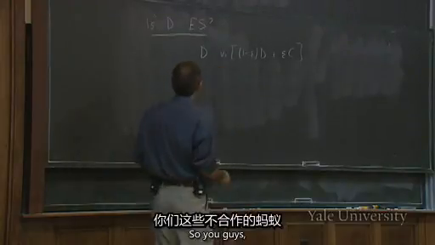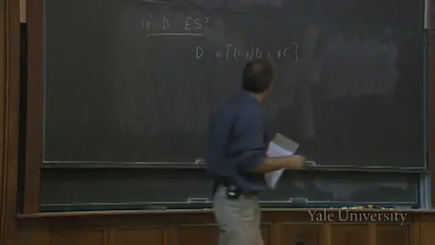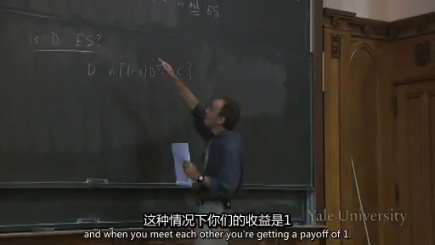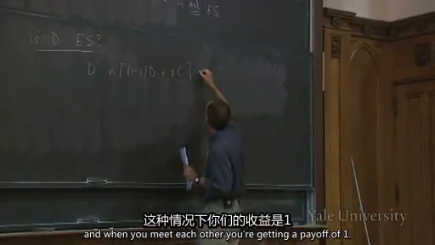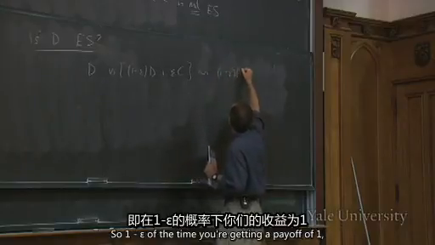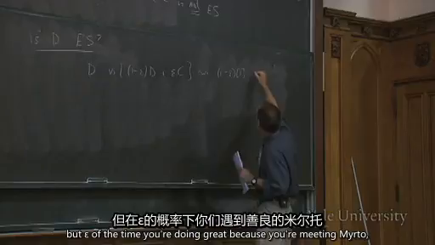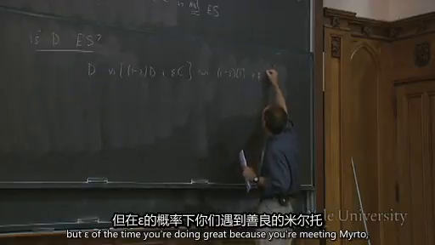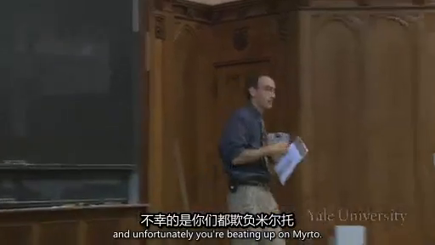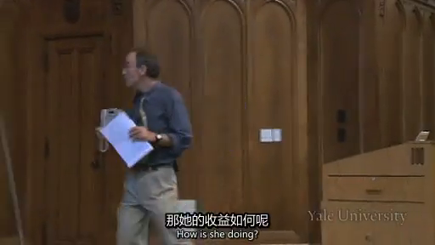All right, so you non-cooperative ants are most of the time meeting each other, and when you meet each other, you're getting a payoff of 1. So 1 minus epsilon of the time, you're getting a payoff of 1, but epsilon of the time, you're doing great, because you're meeting Murtu, and unfortunately you're beating up on Murtu.